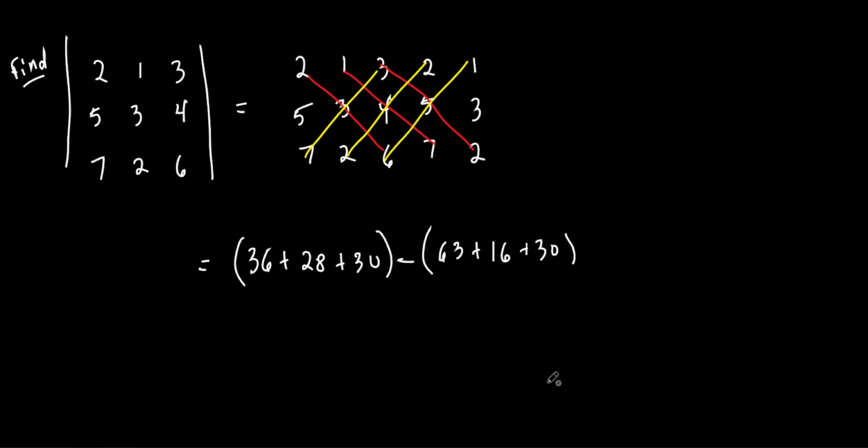All right, let me just double check my math. 36, 28, 30, yep. 63, 16, and 30, yep, that's good. So this came out to be what? 94 minus 109. And then when I do that subtraction, I get negative 15. Okay? And that's the determinant. That's your answer. Really, not that bad, is it?